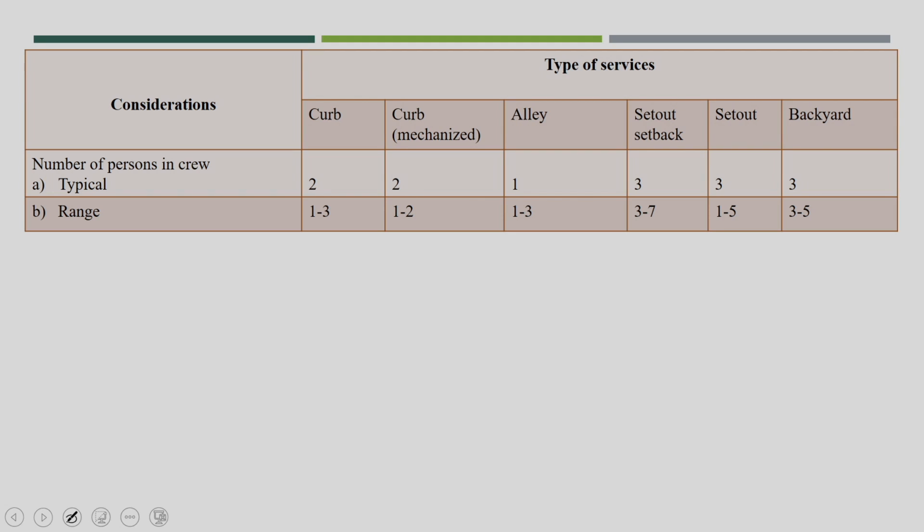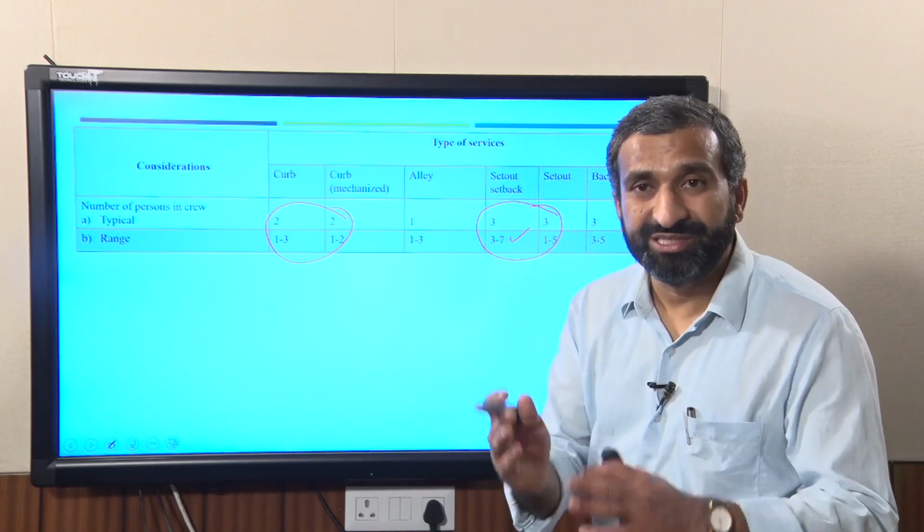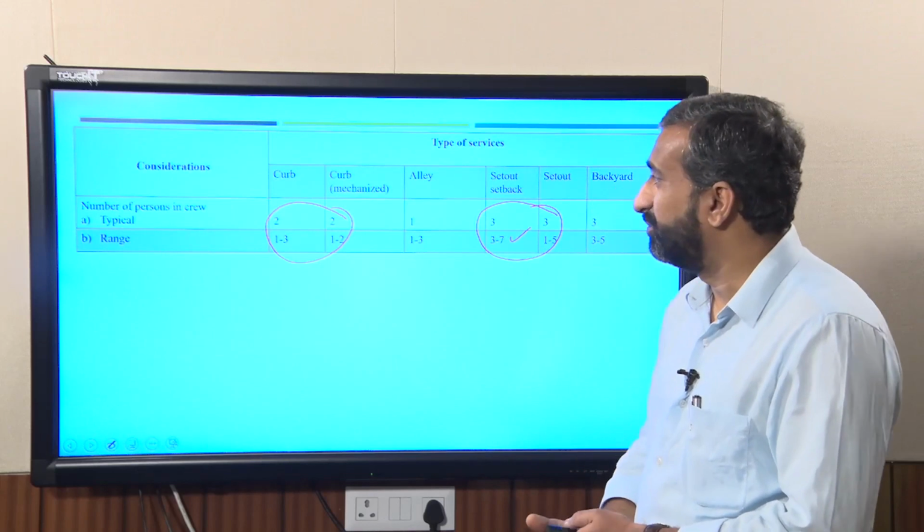Another is the number of persons in the crew. This is also very important because ultimately we have to think about economy also. So, the curb service will require a smaller crew compared to the set out setback service. This is another issue about the set out setback service. You will require a large number of crew members in the set out setback service, because in that case the crew member has to visit each household. So, obviously you will require more crew members.